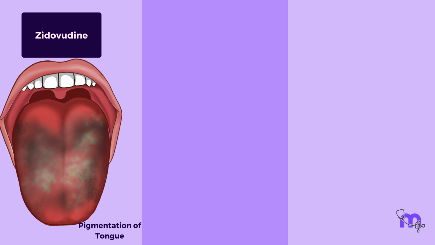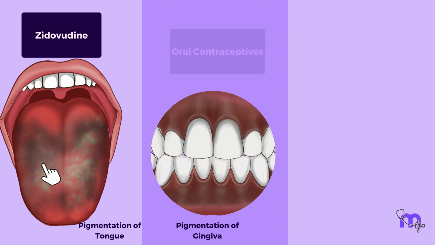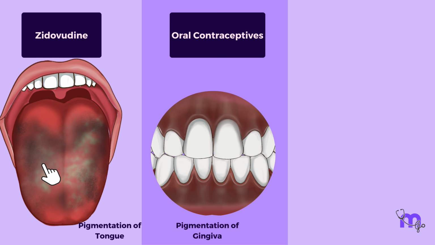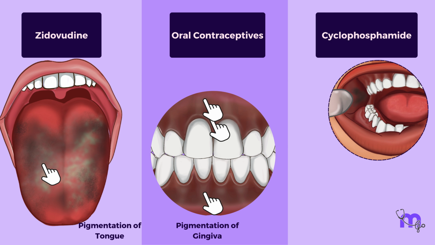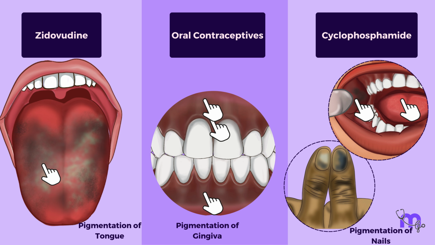We are aware of other medications causing oral pigmentation, such as zidovudine, which pigments the tongue, oral contraceptives that cause pigmentation of maxillary and mandibular gingiva, cyclophosphamide, which pigments the dorsum of the tongue, buccal mucosa, and nails.